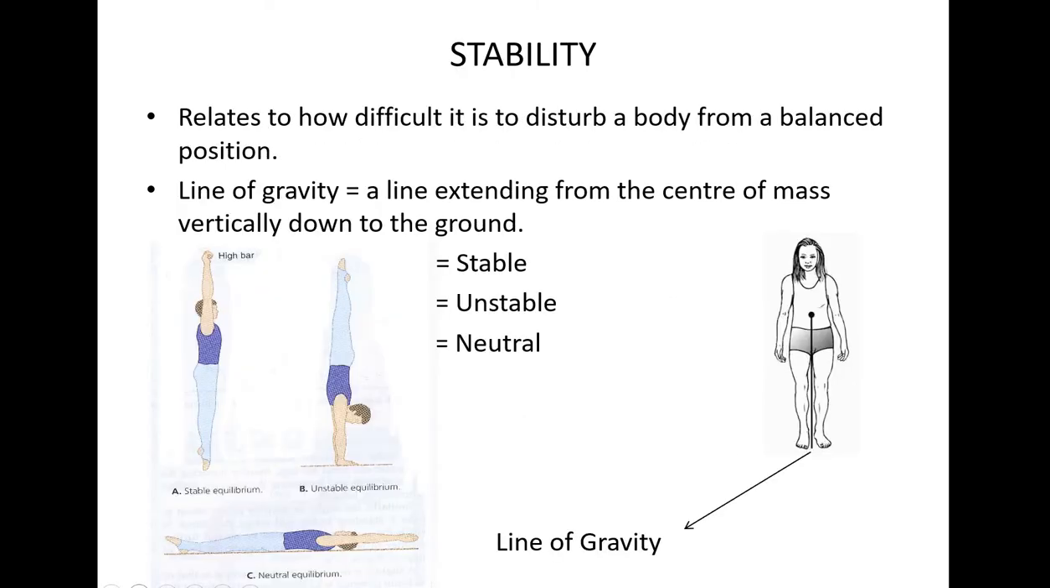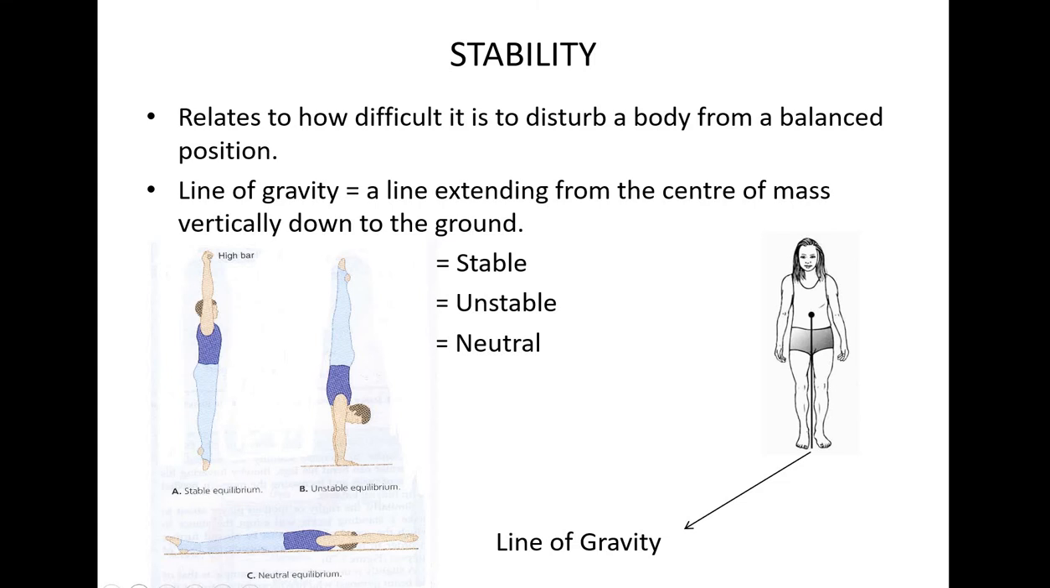Okay, so looking at stability, this relates to how difficult it is to disturb a body from a balanced position. How easy is it to move that body out of that position? So line of gravity, remember, is the line that extends from the centre of mass vertically down to the ground, and it needs to be over the base of support in order for it to be a stable position. Now here you can see the gymnast, he's hanging off a high bar, it's stable, he's relatively hard to move from that position.